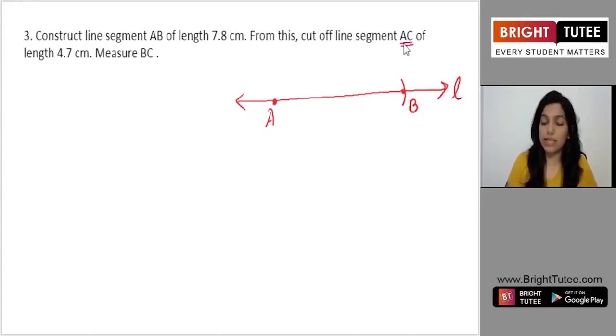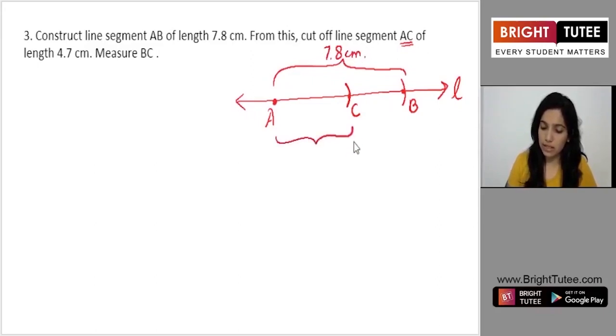So because it is AC, that means one of the endpoints is A, right? And the other endpoint will be C. So again, keeping the pointer at A and with the measure of 4.7 centimeters, we'll mark an arc, and this particular point of intersection will be called point C. Okay. So now we know that the length of this complete segment AB is 7.8 centimeters. Right? We have drawn this little part AC, which is 4.7 centimeters.